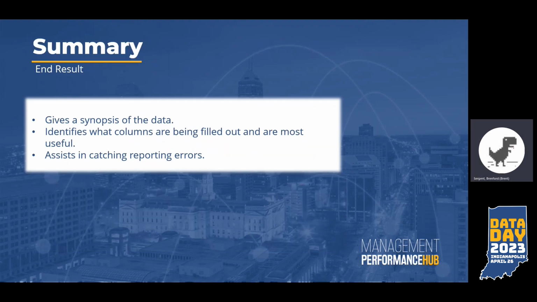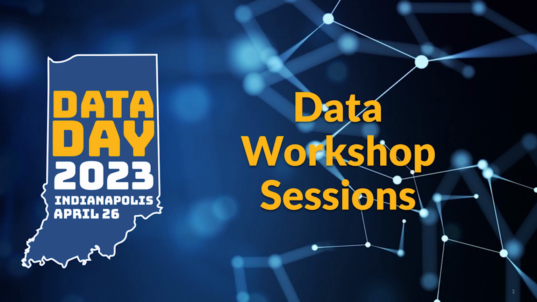So, the end result of this was an output that gave us a synopsis of the dataset. It allowed us to identify what columns were mostly filled out, what might be mostly useful, and it also allowed us to catch errors in reporting, such as if there was a drop in the completion percent over a period of time or a recent update to that data set showed a drop in that completion percent, then we could go in and investigate. And that concludes this presentation.